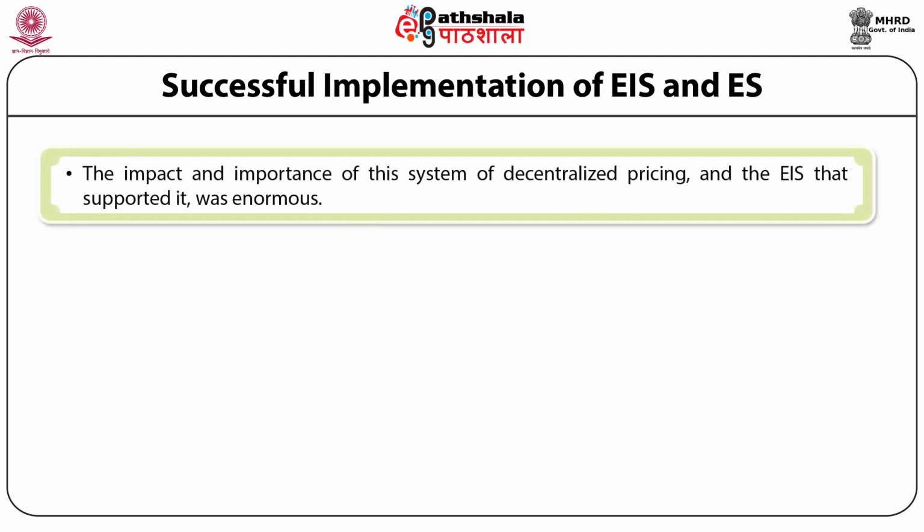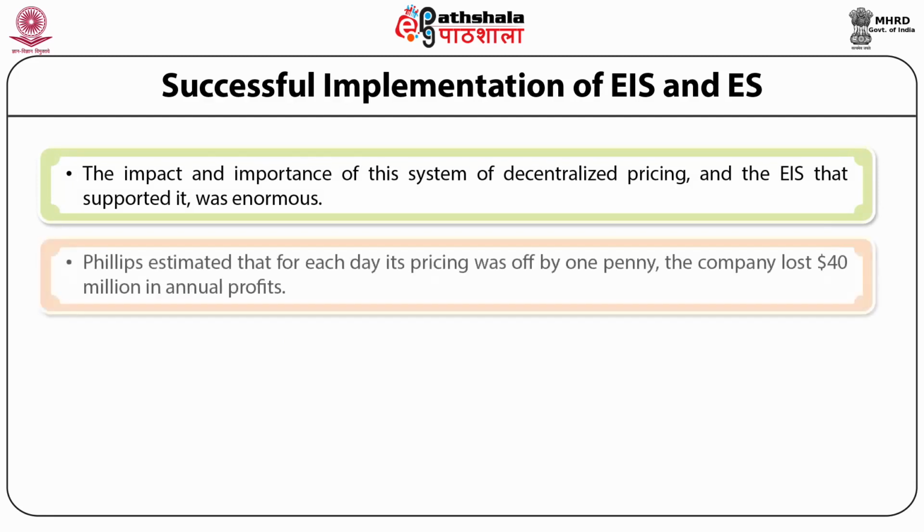The impact and importance of this system and the EIS that supported it was enormous. Philips estimated that for each day its pricing was off by 1 penny, the company lost $40 million in annual profits.